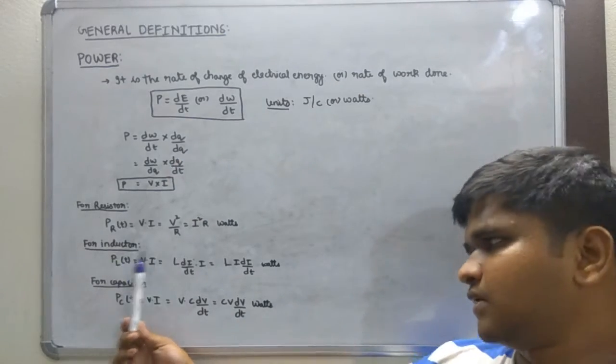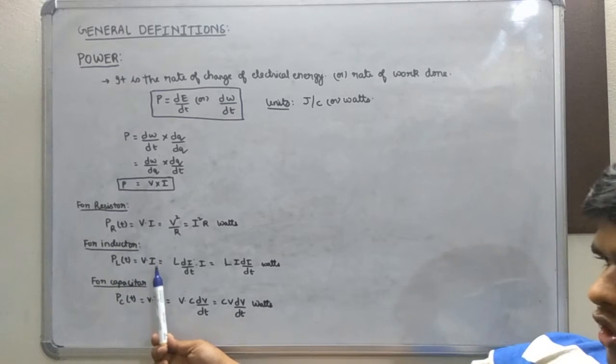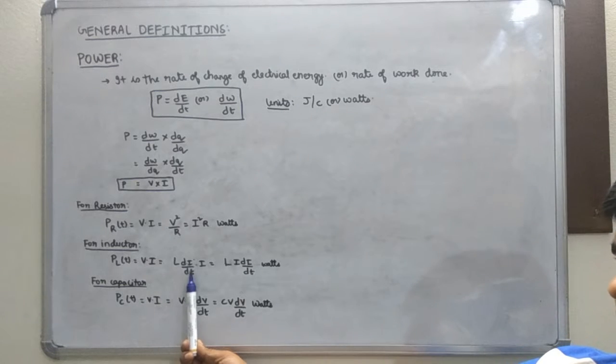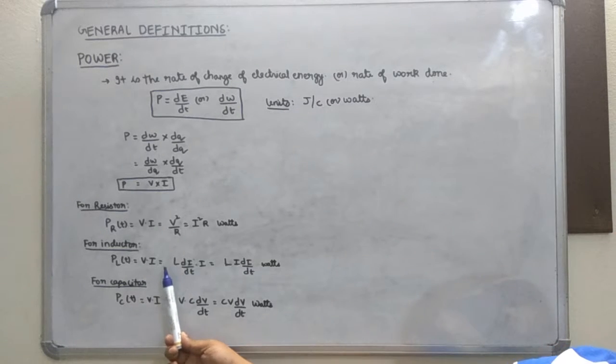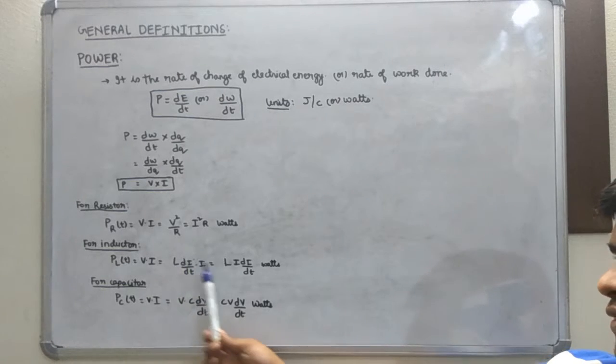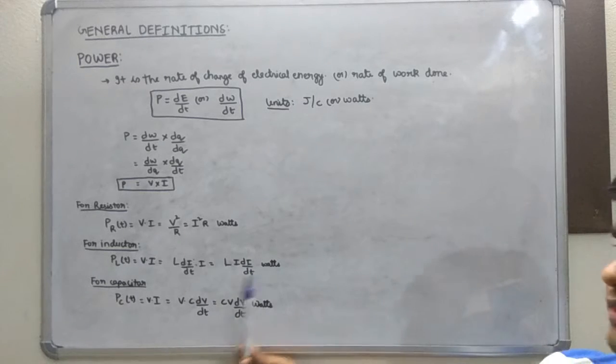Now for the inductor, the power can be written as the same, the product of V into I. And now we can replace V with L di by dt, because the VI relationship in an inductor is V is equal to L di by dt. And now the power in the inductor can be obtained as L i di by dt watts.